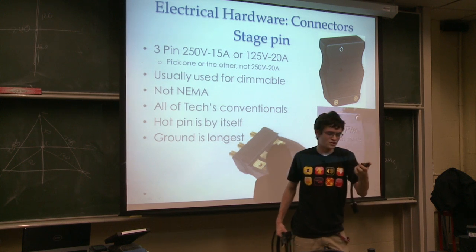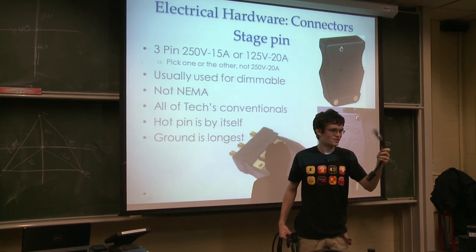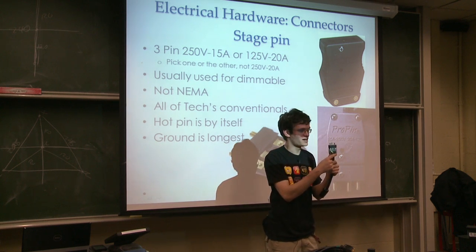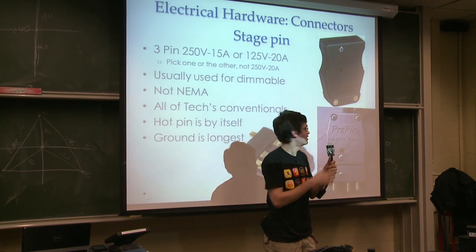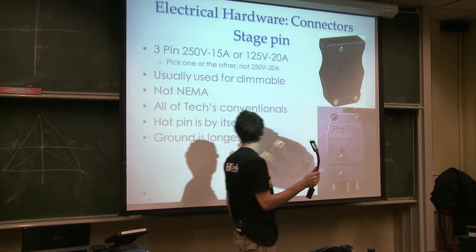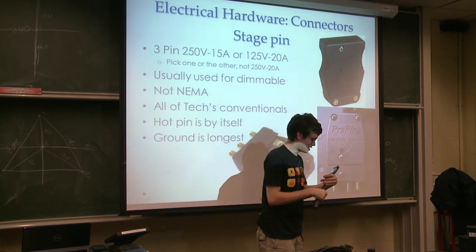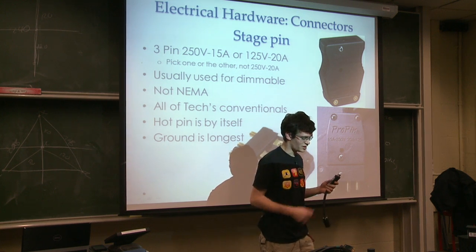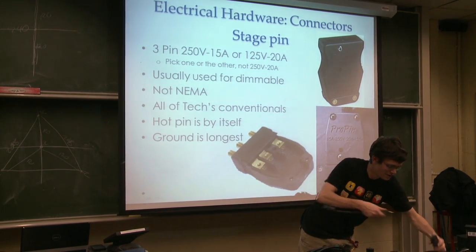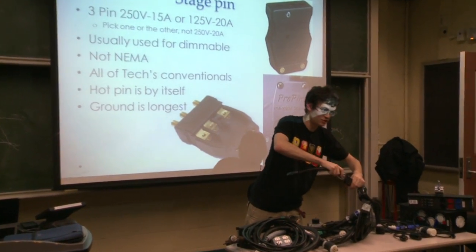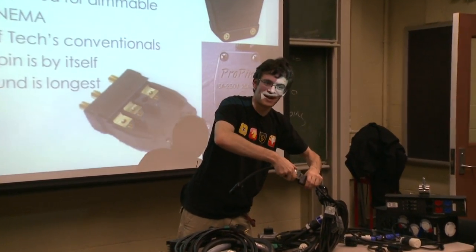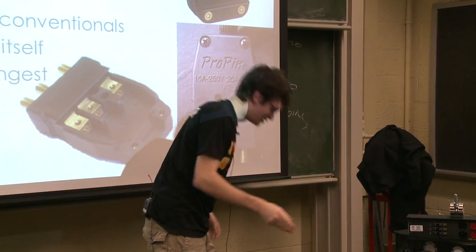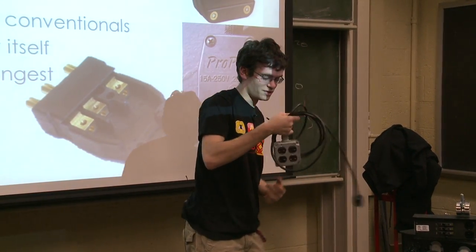The neutral is next to the ground and the hot's by itself. This one's also clear, so you can see the cable inside of it. You can see the green is ground, the black is the hot, and the white's the neutral, following the convention we've seen everywhere else. I'm not blocking it, so if you're really stupid, you can plug it in backwards, but it looks stupid when you do that, so don't plug it in backwards. I'm just saying the pins are spaced so that they fit, but you're stupid if you do it.